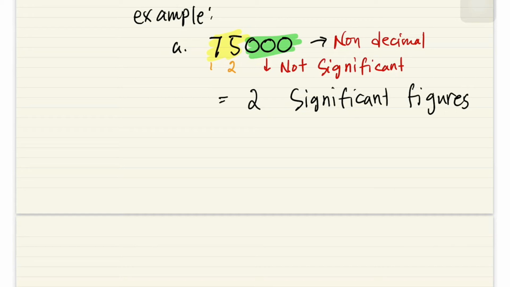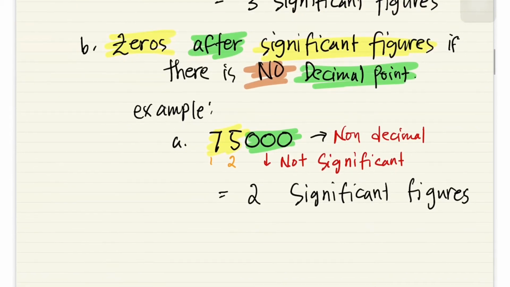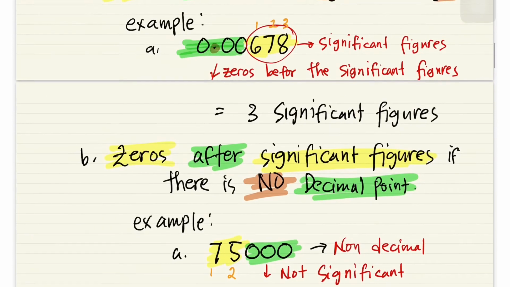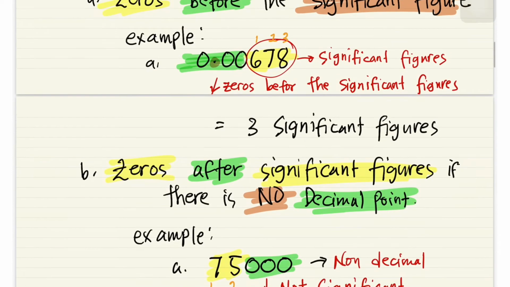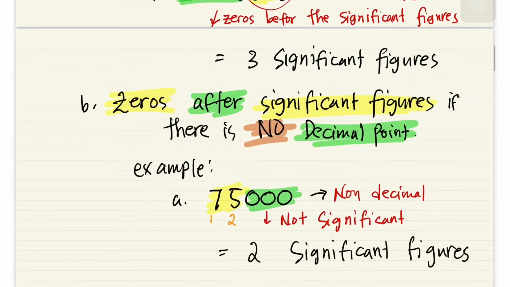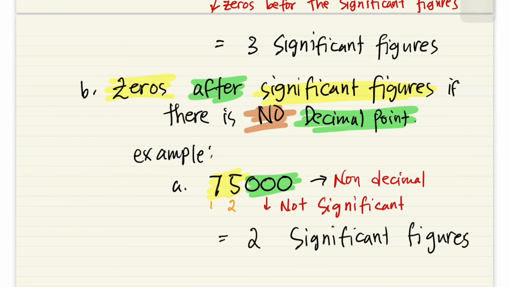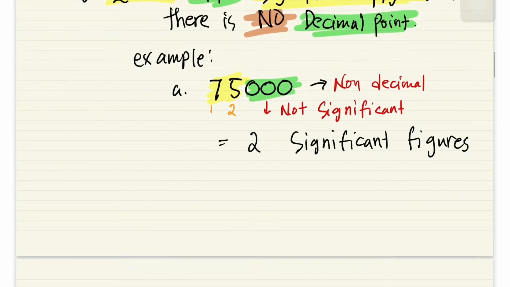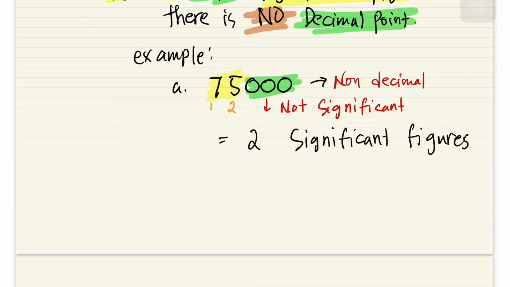So remember that if the 0 comes after the significant figure and it is a non-decimal, therefore that 0 is not significant. Okay, so 2 things that you have to remember so that you will know if the 0 is not significant: zeros before the significant figure, and after the significant figure without decimal. Okay, so those are the things that you need to remember. I need you to focus on that. Then we proceed to the next thing.